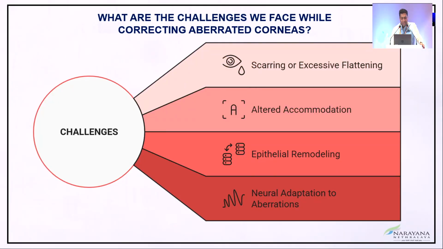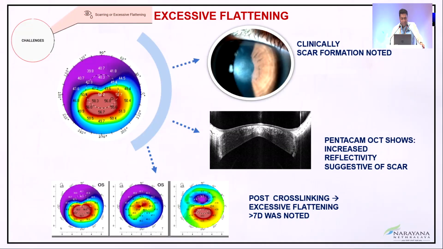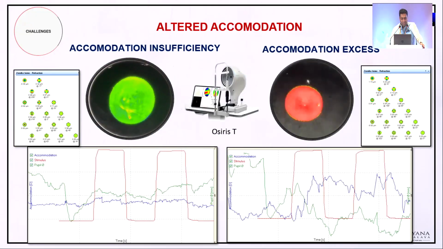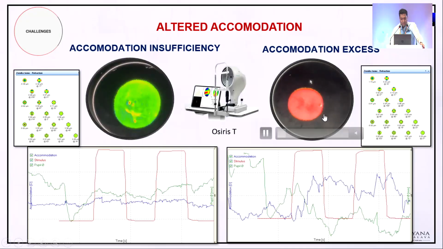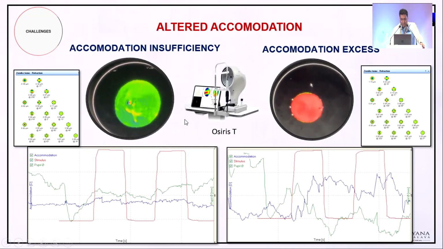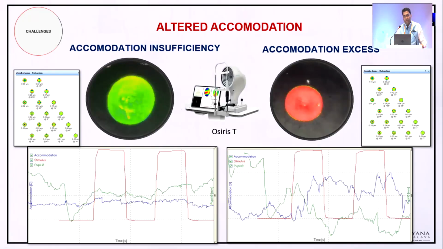There are still challenges of flattening, altered accommodation, epithelial remodeling, and neuroadaptation. These are all the challenges which we feel. The eye has adapted to a certain level of accommodation. This is on the Osiris, this is how the accommodation happens, and we are able to measure these accommodations. If you are neuro-adapted to a certain level of accommodation, these things don't change much, and the patient's quality of vision may improve, but the refractive error may not fully change.